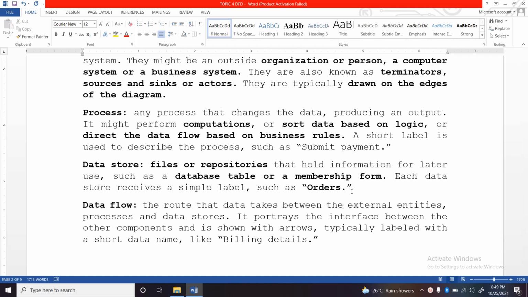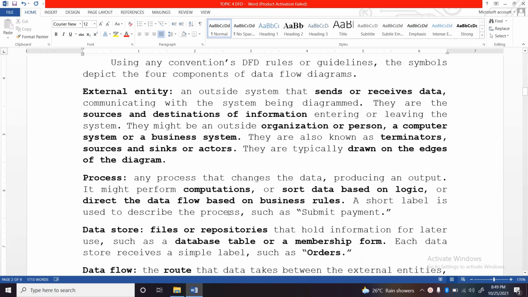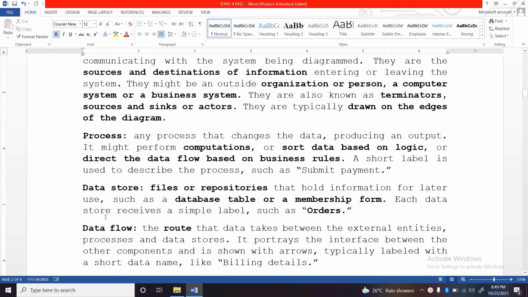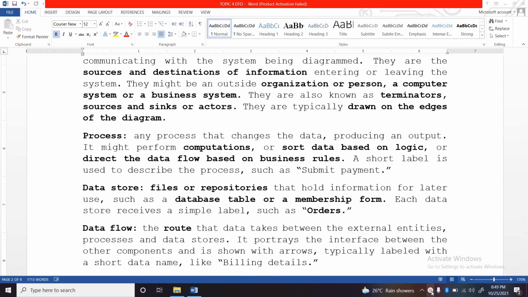And lastly, we have the data flow, which we also may pertain as the route. Okay? The route that data takes between the external entities, processes, and data store. So class, you need to understand that the external entity, the process, and data store are interconnected with the use of data flow. And this data flow is also using arrows in order to depict the flow of the data.